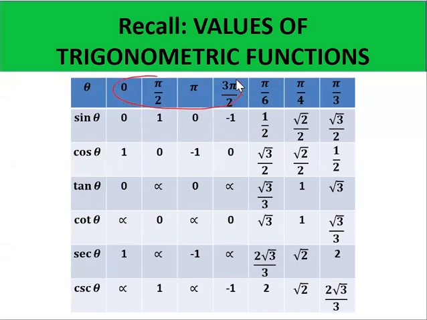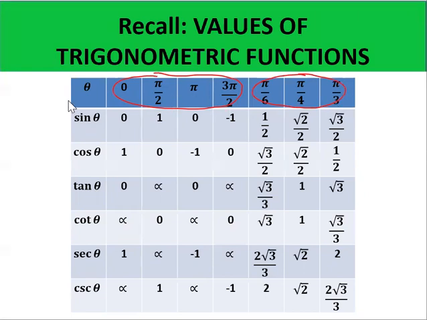Now, in the previous video, you learned how to derive the values of the six trigonometric functions among the axis angles, 0, pi over 2, pi, and 3 pi over 2. In degrees, these are 0, 90 degrees, 180 degrees, and 270 degrees, as well as the values among the special angles: pi over 6 for 30 degrees, pi over 4, which is the 45-degree angle, and pi over 3, which is the 60-degree angle.